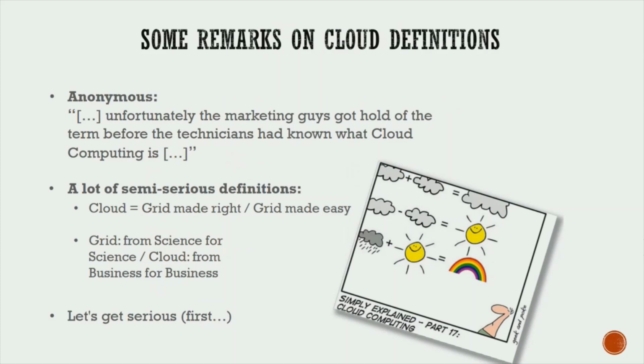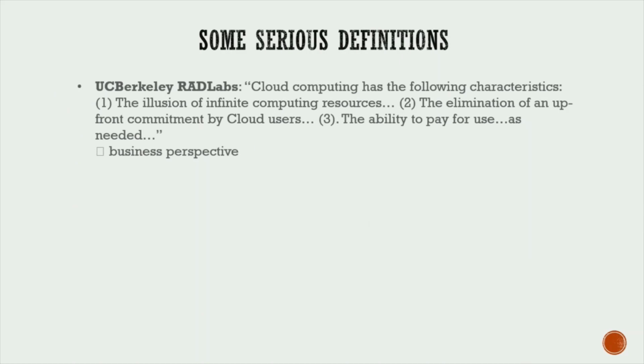Just to give you a view into what people used to think 10 years ago, some people said cloud is business to business, and cloud is grid made right. All these definitions that came up were not actually correct, because they were just based on perception or lack of understanding of cloud computing. There were also some serious definitions.